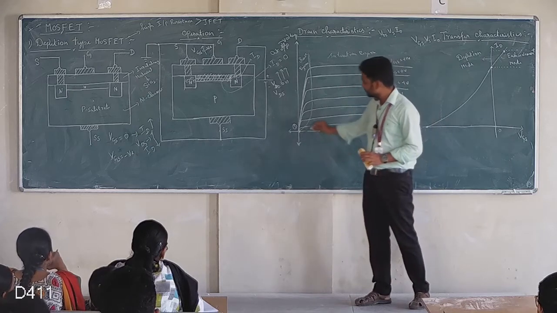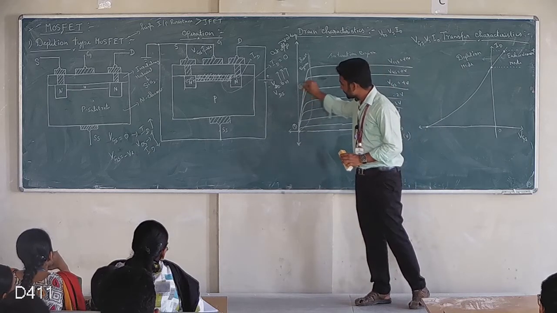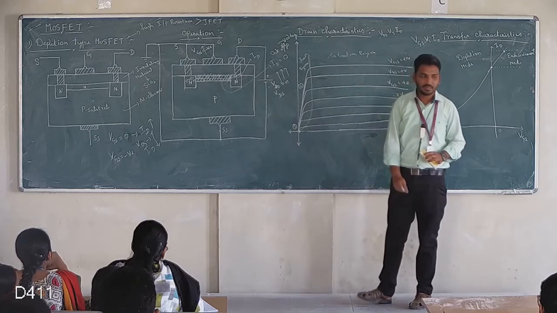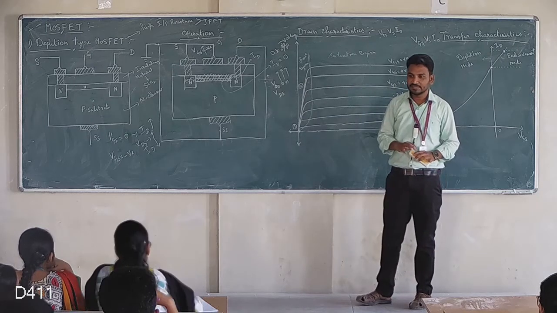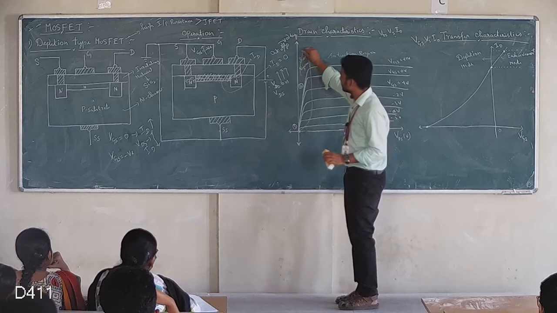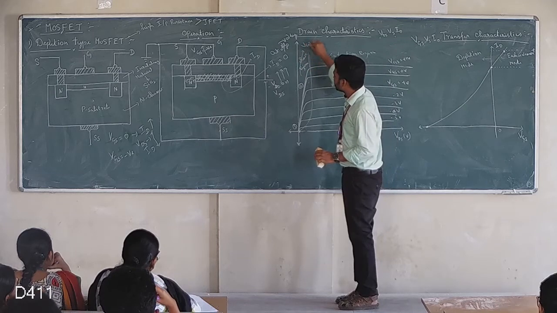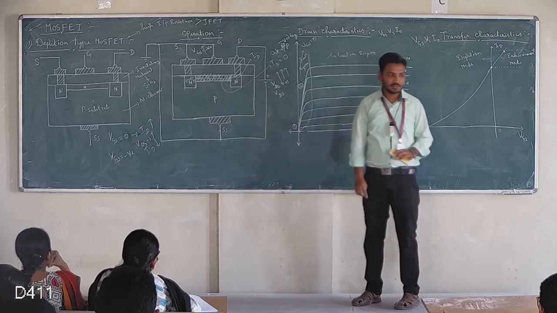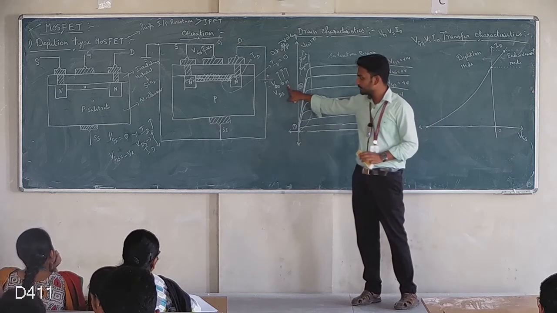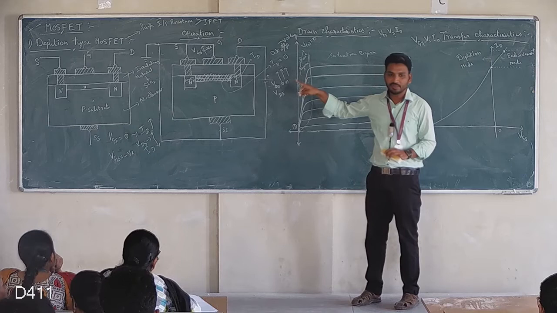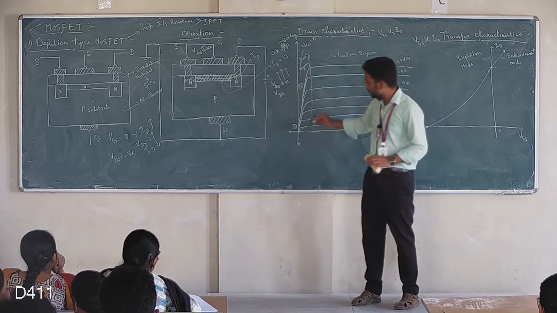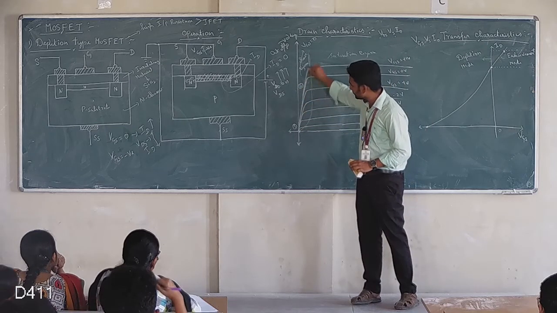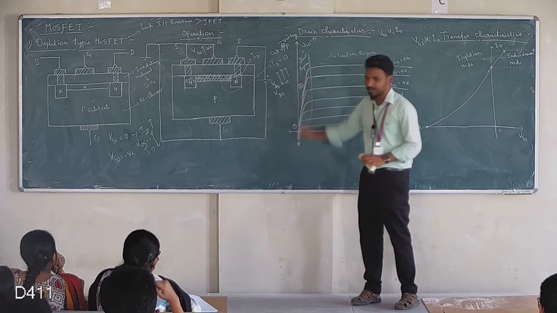Second one, I'm not increasing the VGS. In this region, VGS will be considered as 0. Just I'm going to increase the VDS. Whenever I'm increasing the VDS, automatically the drain current will get increased. So we'll get the graph like this. That is the second one.